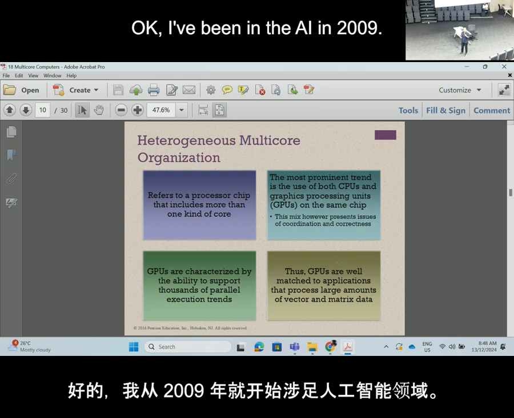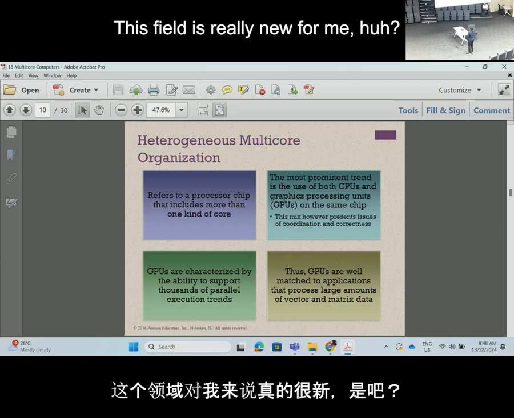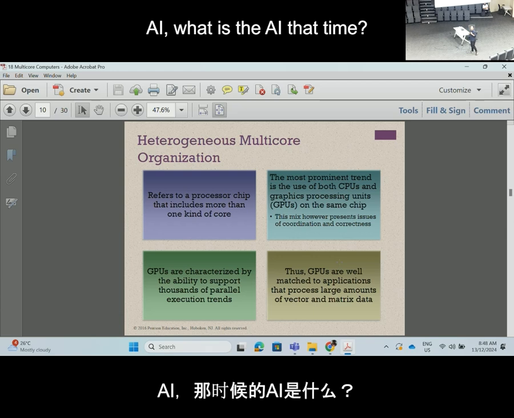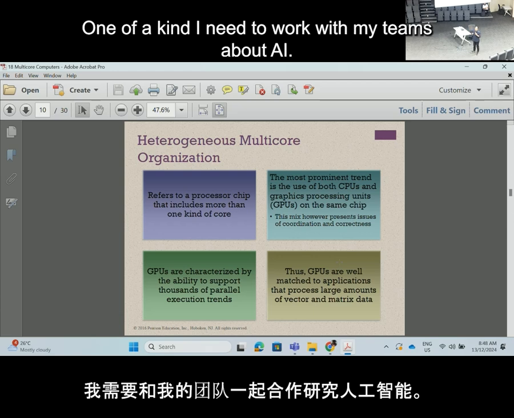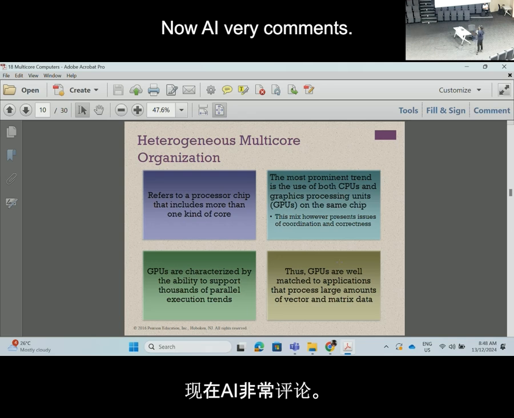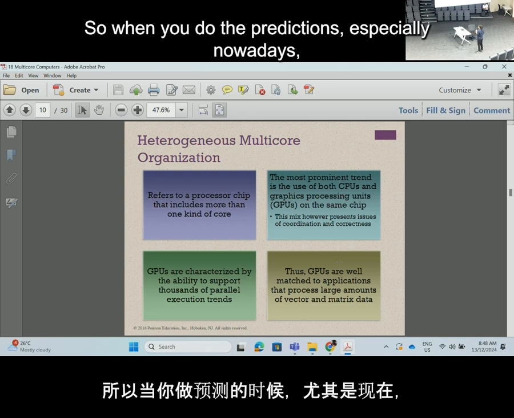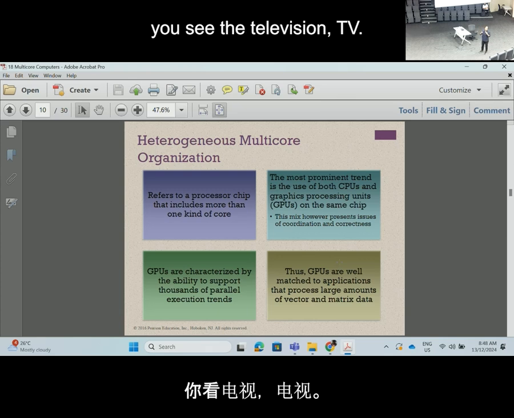I've been in AI since 2009. This field was really new for me. AI, what is AI? At that time, as one of the pioneers, I needed to work with my team on AI. Now AI is very common. So when you do the prediction, especially nowadays, you see the television, TV.